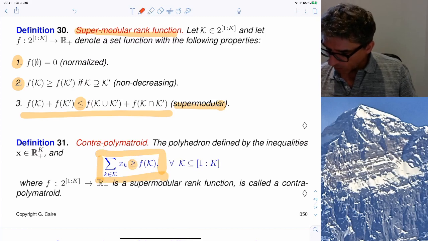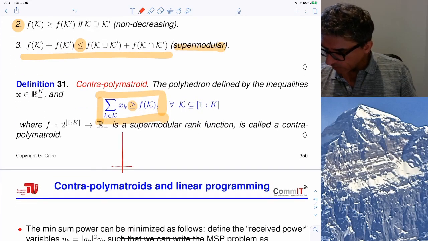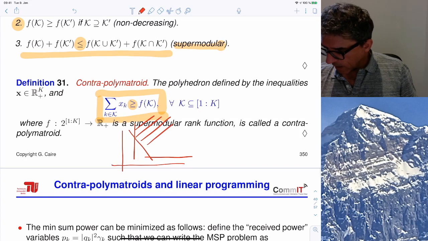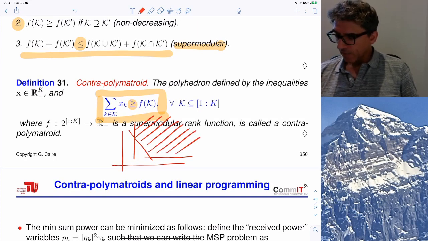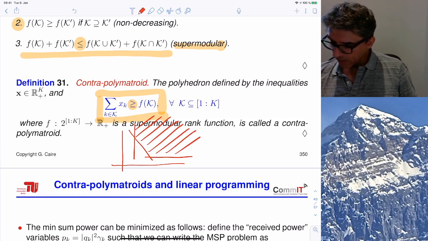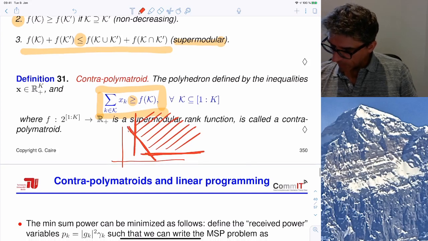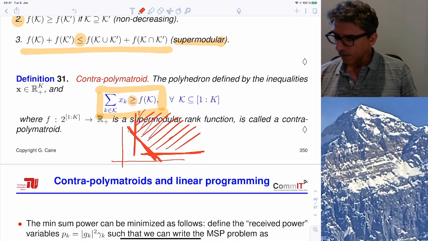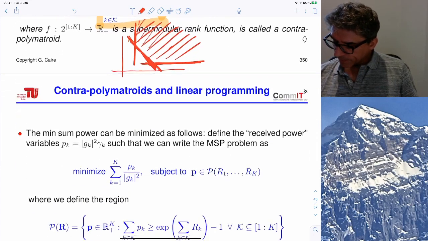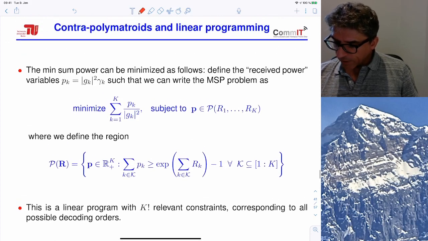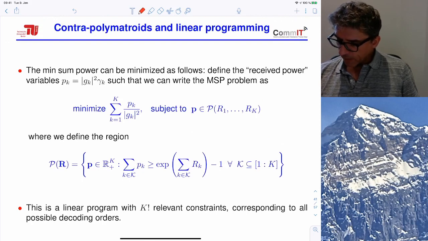So basically a contrapolymatroid has a typical shape of this form. It will be something like this. Because now the inequality goes in the other way, in this case we would have x1 greater than something, x2 greater than something, and x1 plus x2 greater than something. So we have the intersection of these half spaces. And the result here is that now we can restate the problem in the following way.